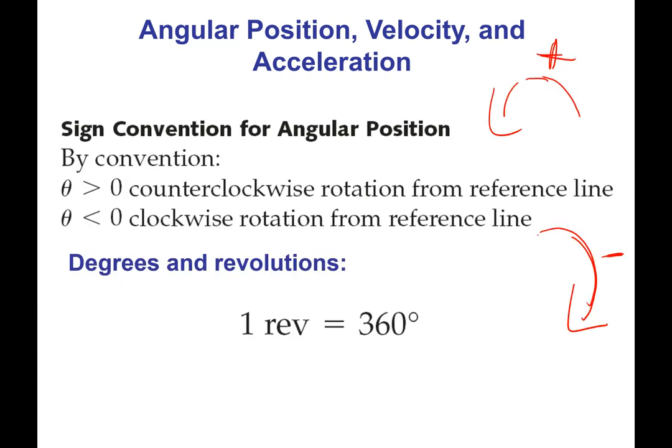And then going from degrees to revolutions. So 1 revolution, which would be 1 time all completely around, of course, is 360.